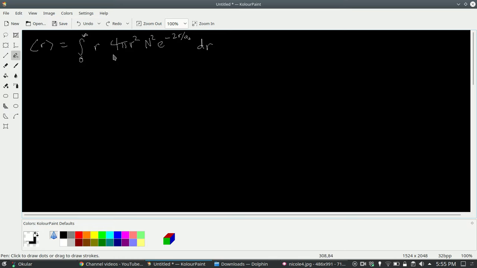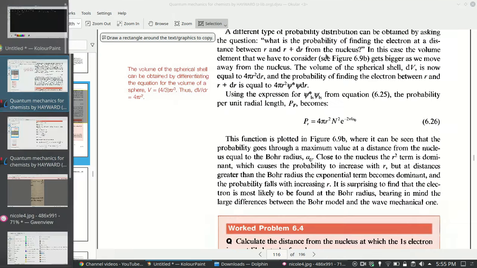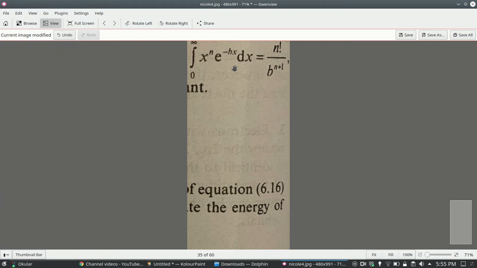So let me just put the constants outside. Right? So this is going to be 4 pi n squared integral, and now recopying everything down, r e to the minus 2r over a naught dr. All right? Now, I'm done with the integral because in the problem they have given us this.